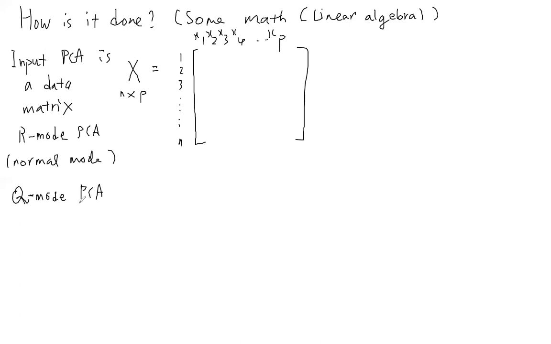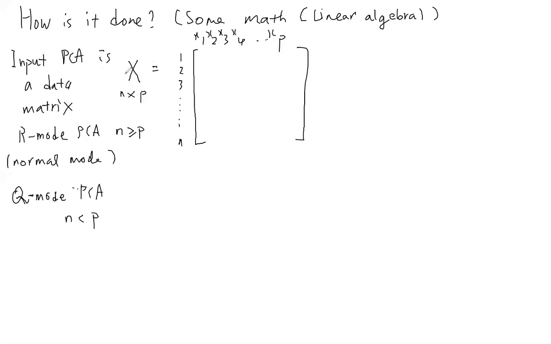In your R mode PCA, your N is usually larger than your P, right? You have more rows than variables. In the Q mode, you have many more variables than you have samples. Okay. So we'll first talk about the R mode.